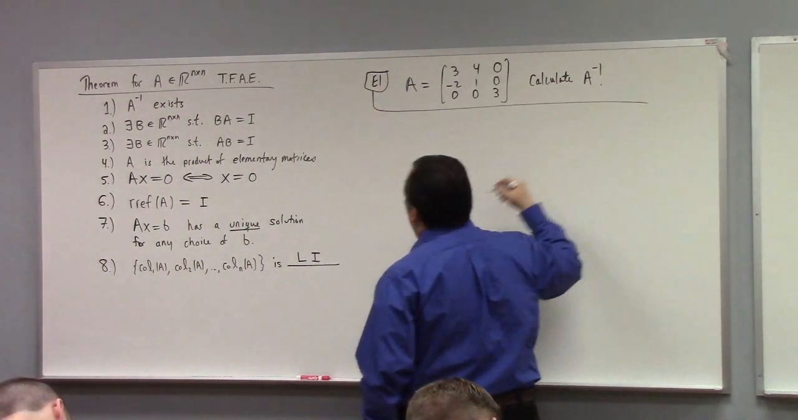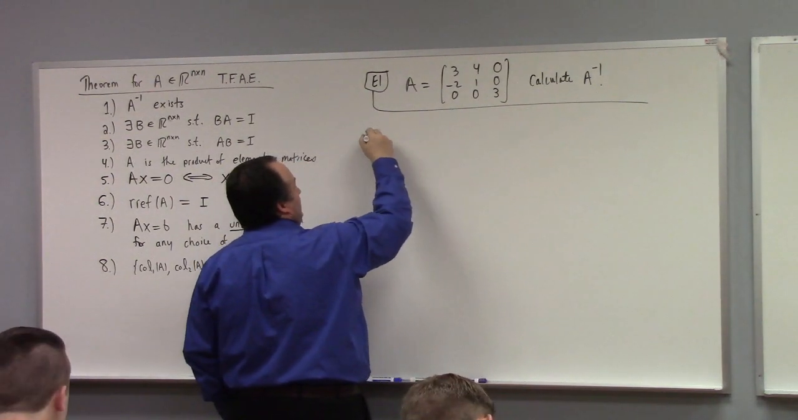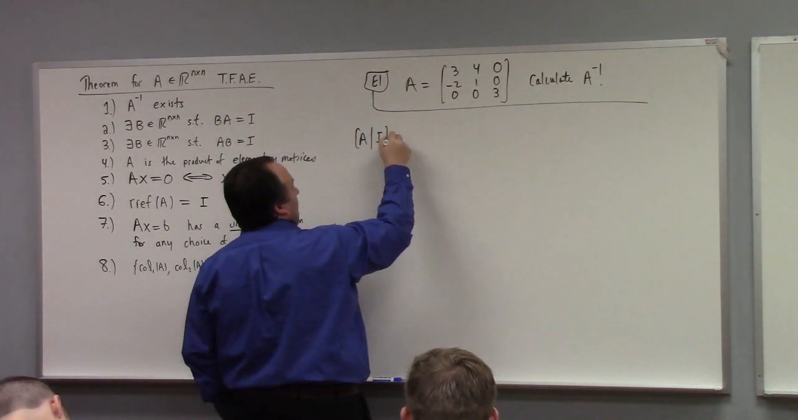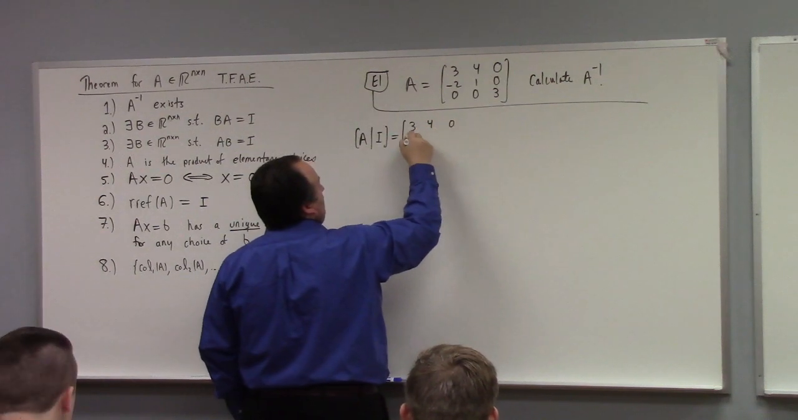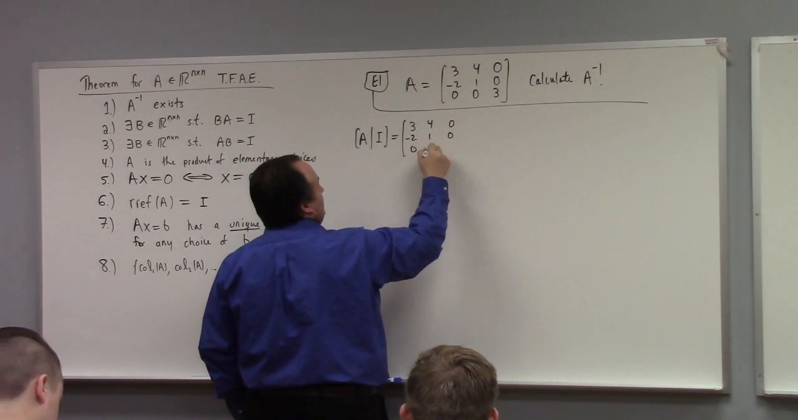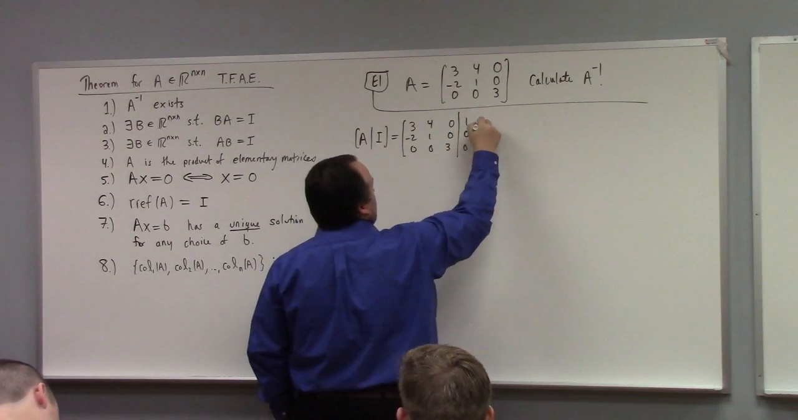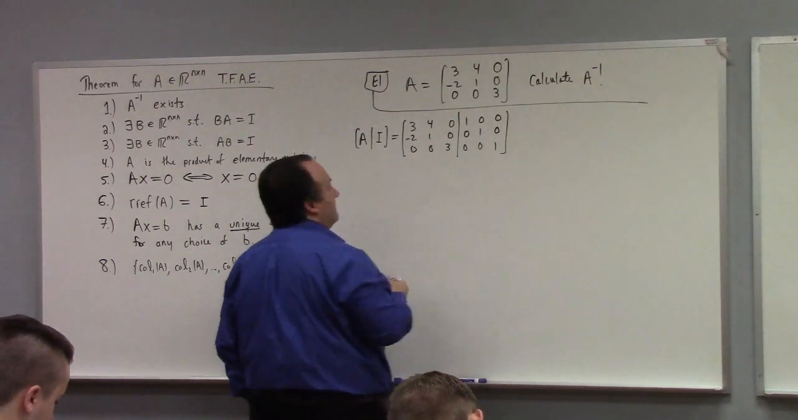What's our method, our calculation of method? What we do is we augment the matrix A, right? We look at A concatenated with the identity matrix. So that is 3, 4, 0, minus 2, 1, 0, 0, 0, 3. And then we've got ourselves a 1, 0, 0, 0, 1, 0, 0, 0, 1, like so.